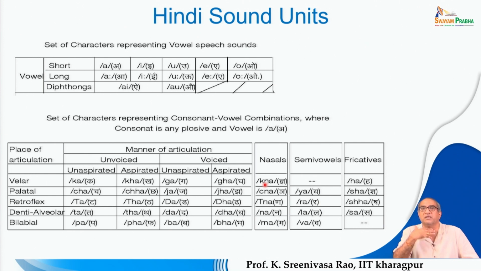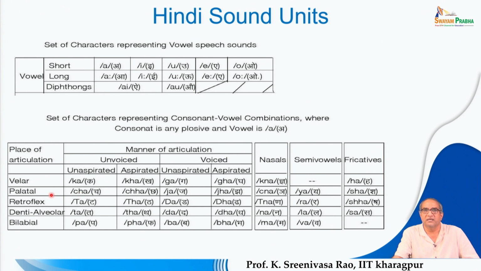All of them are produced by providing a constriction at the velum, that means at the innermost portion of the vocal tract. You can see ka, kha, ga, gha, nga. All of them are produced because of the constriction at the velum and the release of that constriction, which results in these 5 consonants. So these are known as velar consonants.